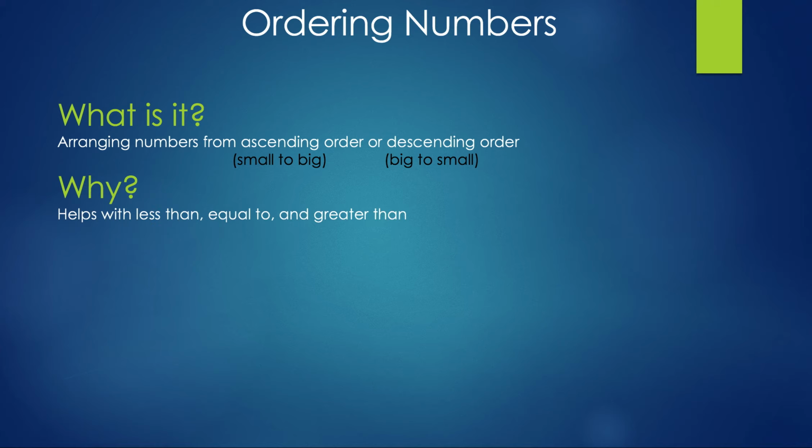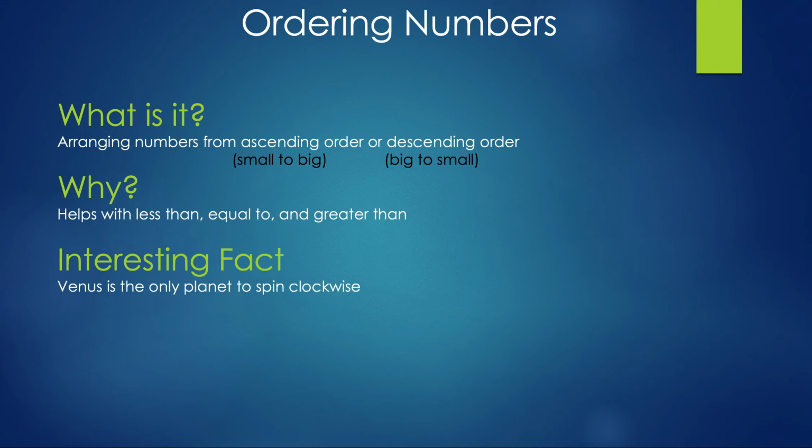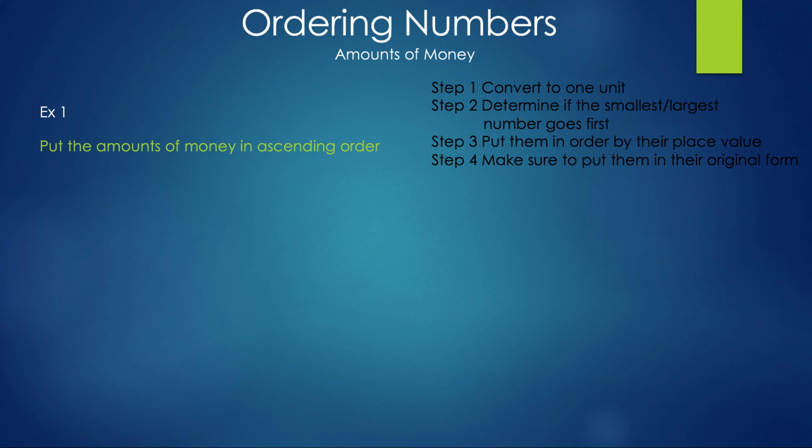Y helps with less than, equal to, and greater than. Interesting fact, Venus is the only planet to spin clockwise.